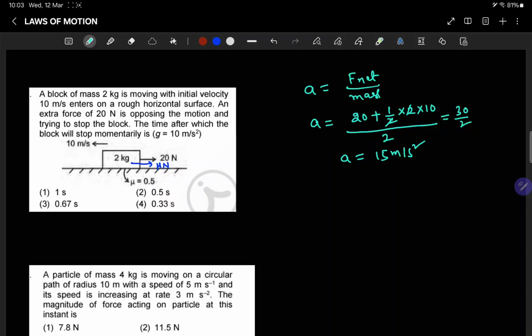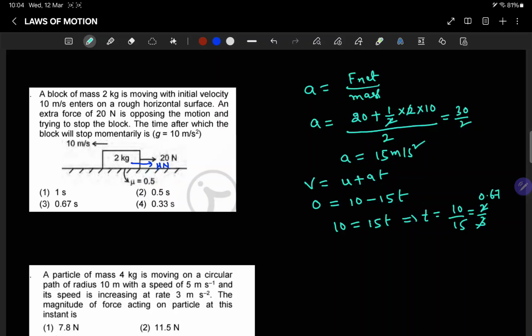Okay. Now the block stops momentarily, which means final velocity is 0, students. Kinematic first equation: v equals u plus at. Final velocity 0. Initial velocity given in the question is 10 meters per second, minus acceleration, minus 15 into t. So 10 equals 15 into t, which means t equals 10 by 15, that is 2 by 3 seconds. 2 by 3 is not directly given, but 0.67 is, and it is the third option, students. Okay, important model.